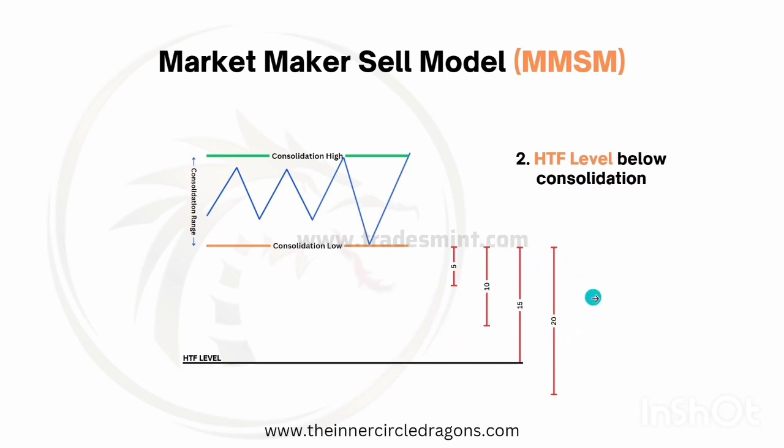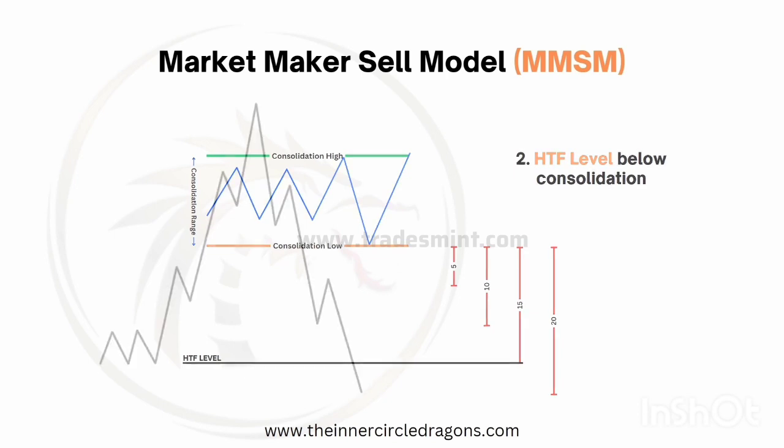Now, between 5 and 20 pips is generally a good target, or if a big figure level, so a 00 or a 500 level, sits between a higher time frame level and a consolidation low, we can get anywhere between 30, 40, and 50 pips below.